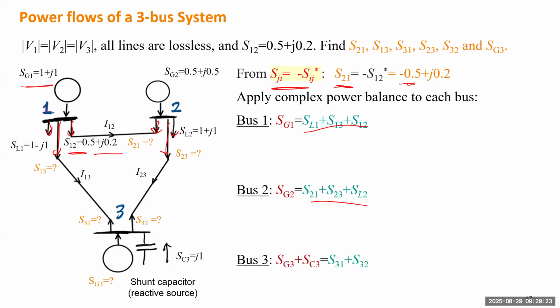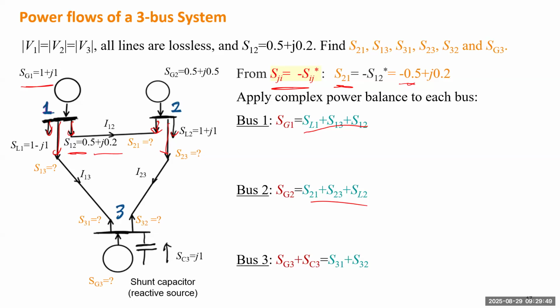And for bus 3, we have 2 sources. One is the generator. The other is this capacitor. The capacitor also injects reactive power, even though it doesn't have real power. So it's still a source. And load only 2. There's no local load, but there are 2 line flows, which are the load of the bus. So next, we just need to utilize the complex power balance at each bus.